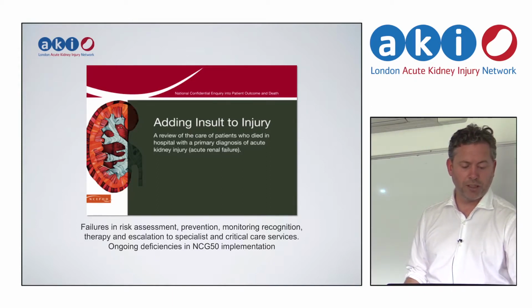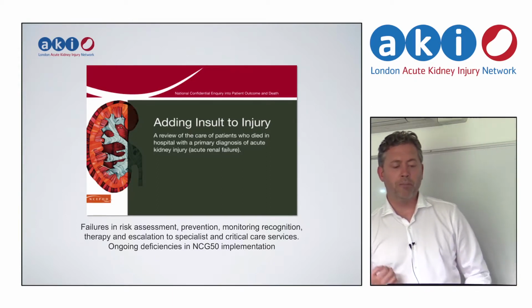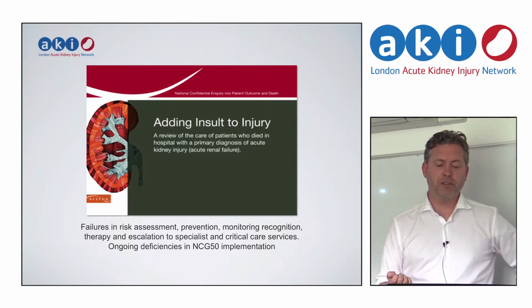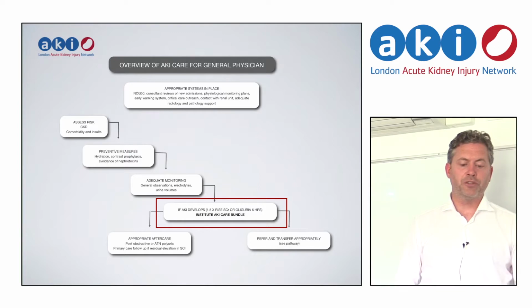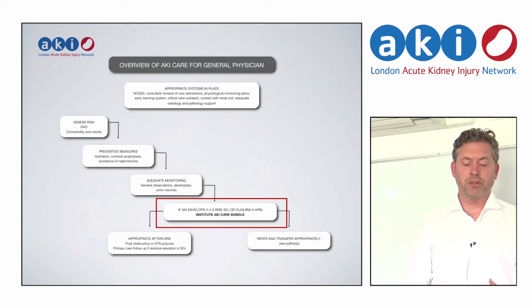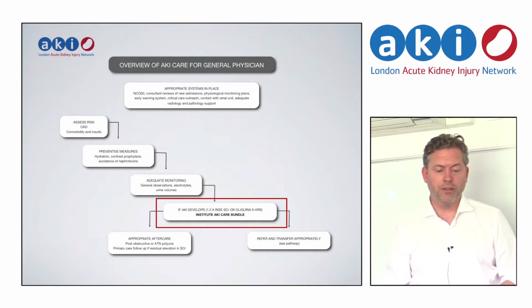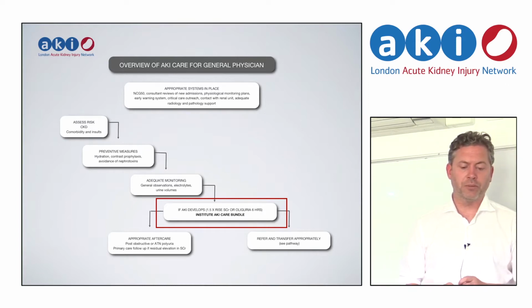That's NICE Clinical Guideline 50 on management of acute emergency admissions. So how do we treat these patients? Well, this is an overview. We need appropriate systems for secondary care of acute kidney injury. We need appropriate secondary care systems in place. So this is implementation of the NICE Clinical Guidance number 50.